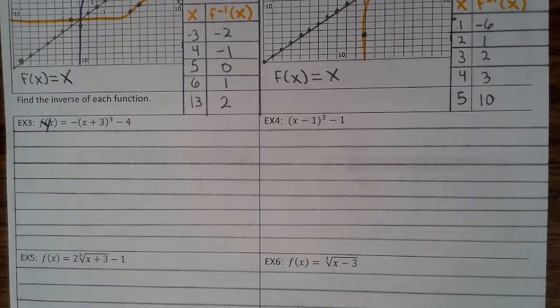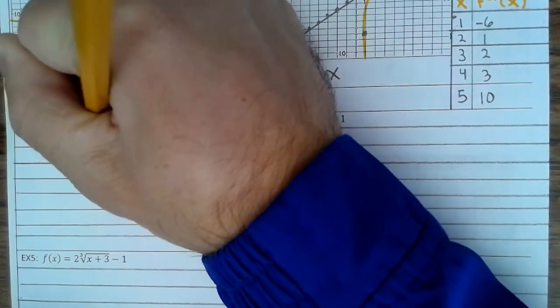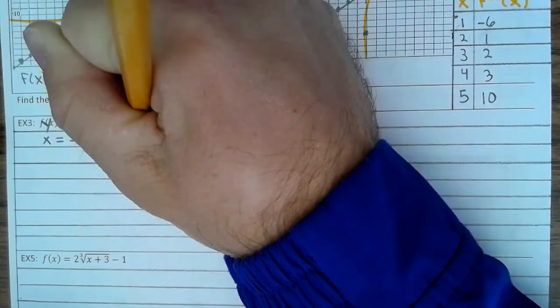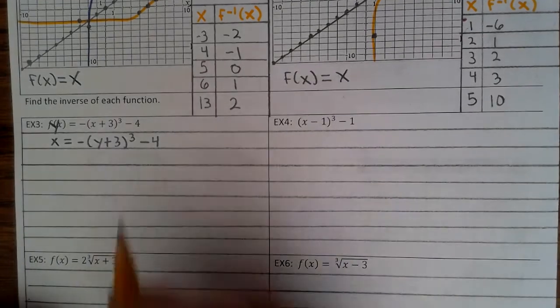There we go. Now I think we ran away successfully from the sun. All right. So now that we've gotten away from the sun, to find the inverse, we switch x and y. So x equals -(y + 3) cubed minus 4. Okay. Now we're going to solve for y. So we're going to add 4 to both sides.